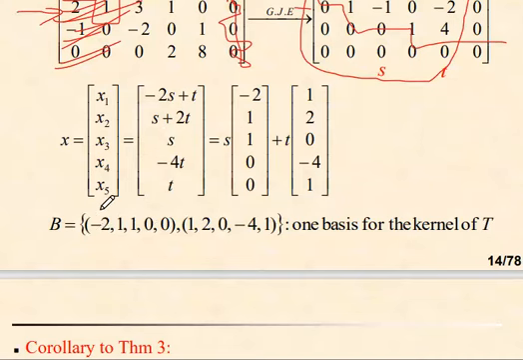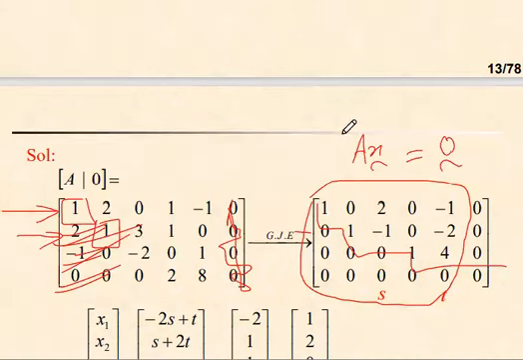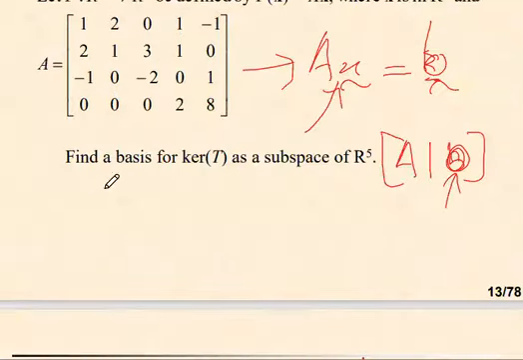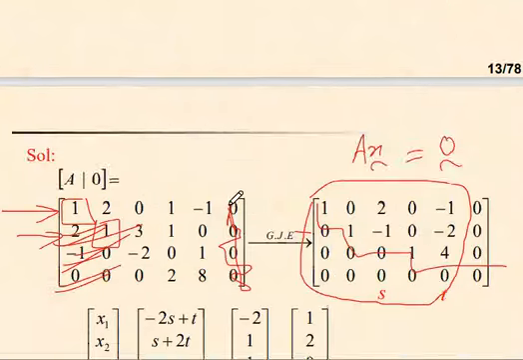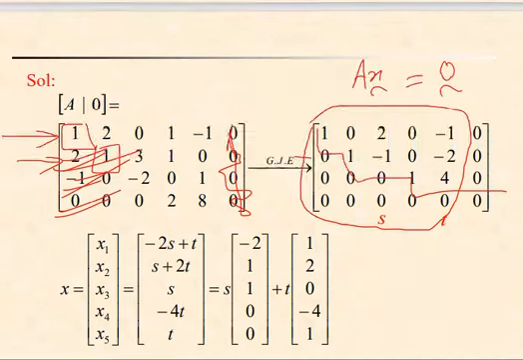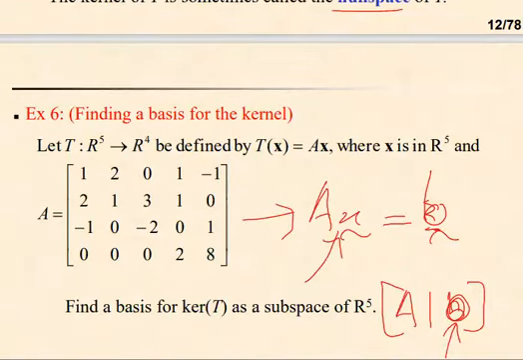Therefore, when you span using these two vectors, you get the solution space of this homogeneous system. That would be the kernel of T. I think you understand, right?